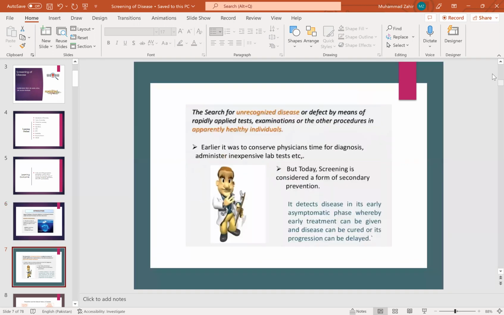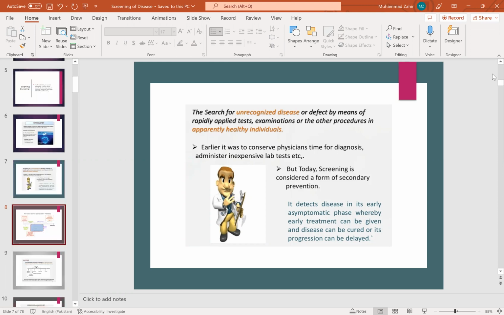Screening is the search for unrecognized diseases or defects by means of rapidly applied tests, examinations, or other procedures in apparently healthy individuals. Earlier, it conserved physicians' time for diagnosis, administering inexpensive lab tests, etc. But today, screening is considered a form of secondary prevention. It detects diseases in their early asymptomatic phase, whereby early treatment can be given and the disease can be cured, or its progression can be delayed.